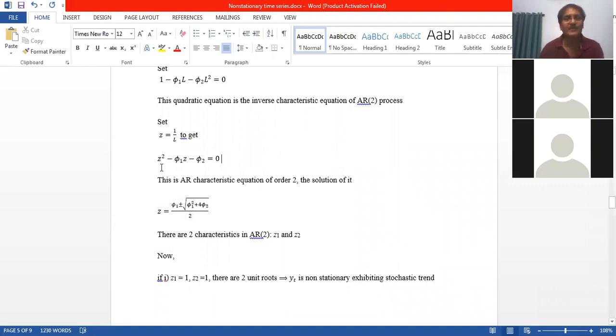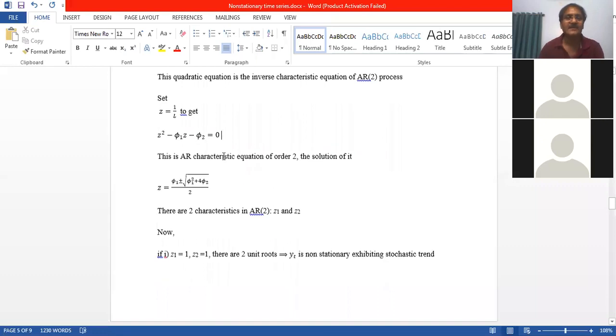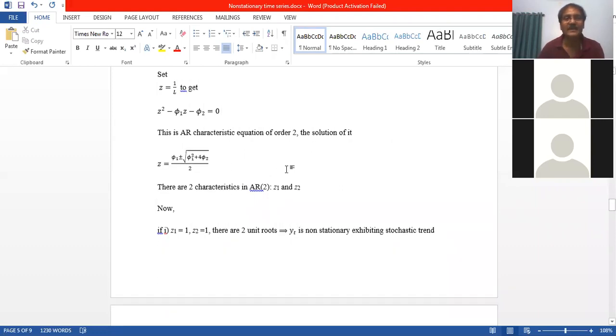So if you solve this equation just by applying the Sridharacharya formula, you get z is equal to phi 1 plus minus square root of phi 1 square plus 4 phi 2, divided by 2. So you have two values of z. One is suppose z1, another one is z2. So this is the value of the characteristic roots.